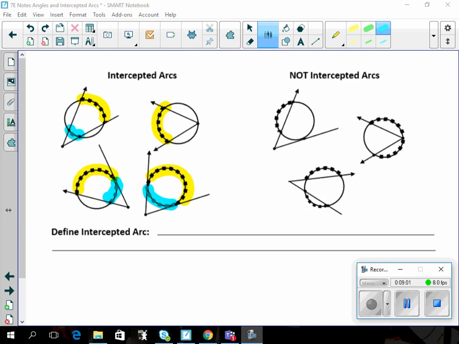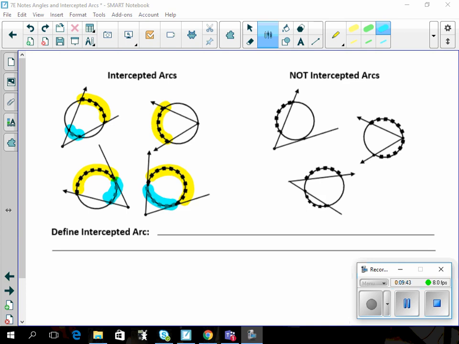So as you're adding the color, I really want you to think about what the difference might be between arcs that are called intercepted arcs, and then look at the ones on the right that are not intercepted. Okay? Can we come up with our own definition about what is truly an intercepted arc? What are you noticing about the arcs and their location? Okay, so where are intercepted arcs? Well, they're on the circle, but in relation to the angle, where are they?